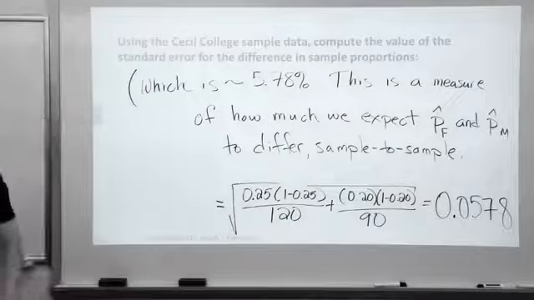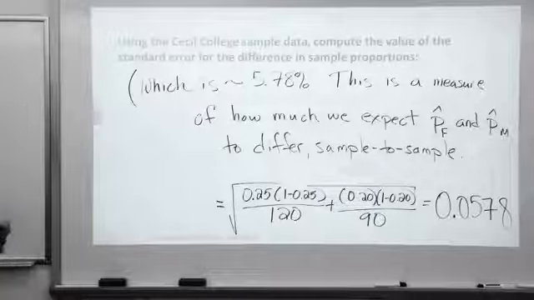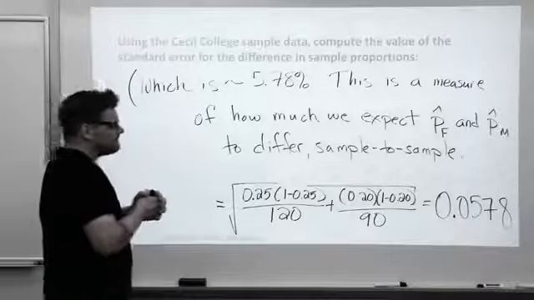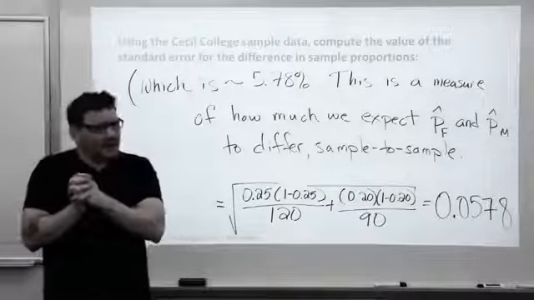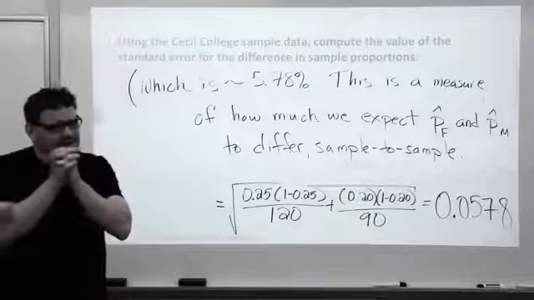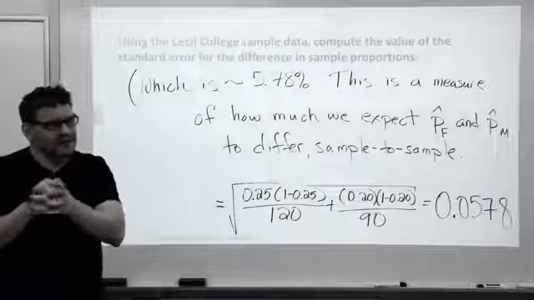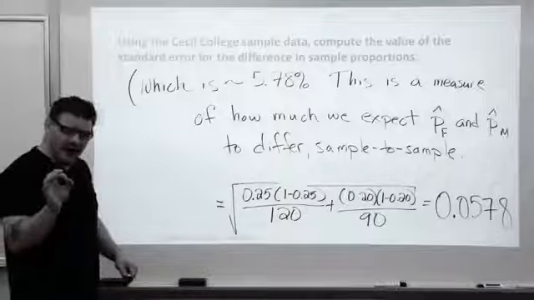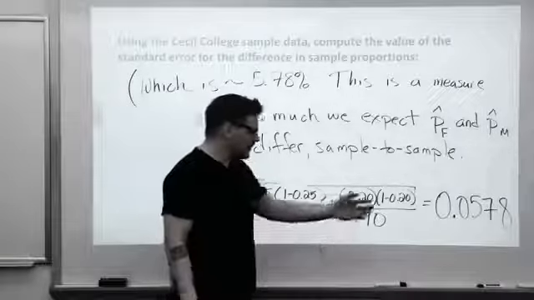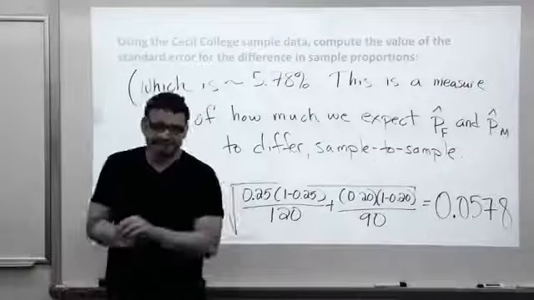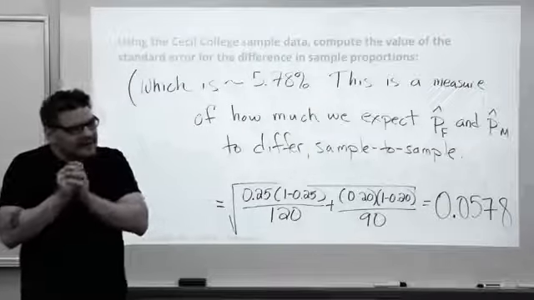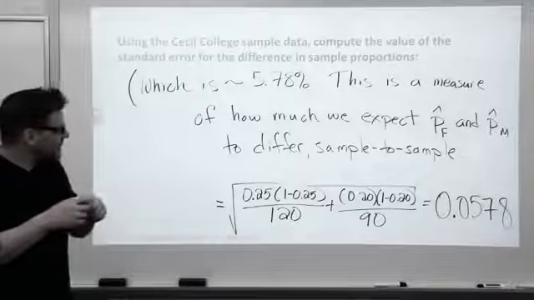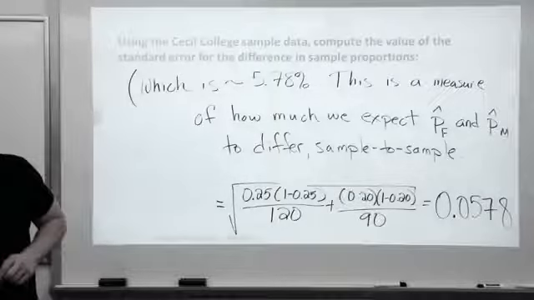That 5.78% is a measure of the spread. It's a measure of how much we expect those to differ sample to sample. If that's the case, think about where we're going with this hypothesis test. What was our difference? When we collected the data, we had 25% female smokers, 20% male smokers. That difference was 5%. If our difference was 5%, is that very unusual now that we know how much we expect them to differ? Not really, right? It's kind of like maybe one standard error away from what we'd expect. So let's keep that in the back of our mind as we proceed.